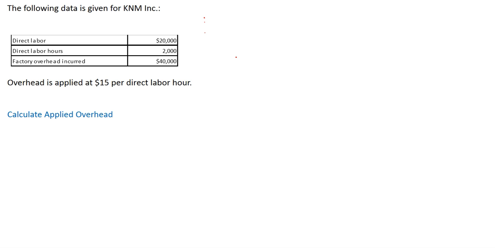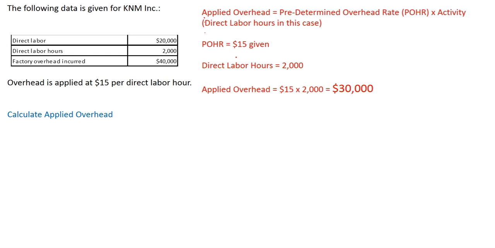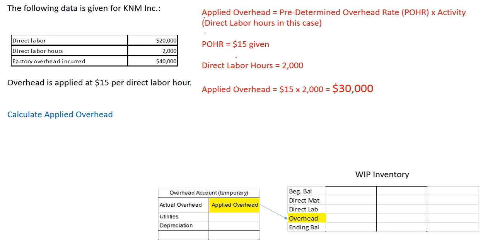overhead. Now, the applied overhead is predetermined overhead rate, which is in this case $15 per direct labor hour, multiplied by the activity, which is direct labor hours in this case. If we know the predetermined overhead rate, $15, and if we know the activity, direct labor hours, is 2,000 hours, then applied overhead is simply a multiplication of the two. 15 multiplied by 2,000 gives us $30,000 of applied overhead.